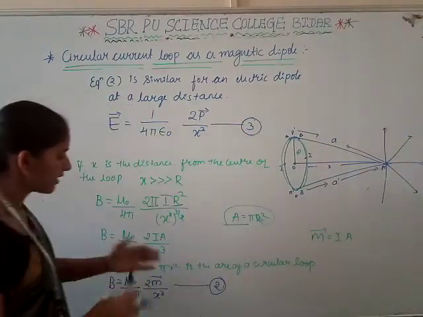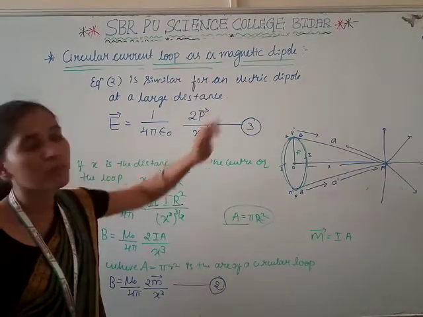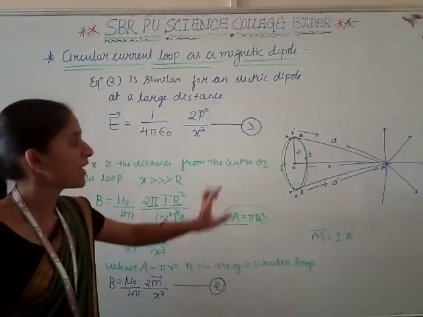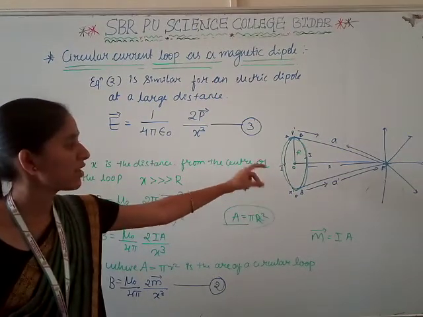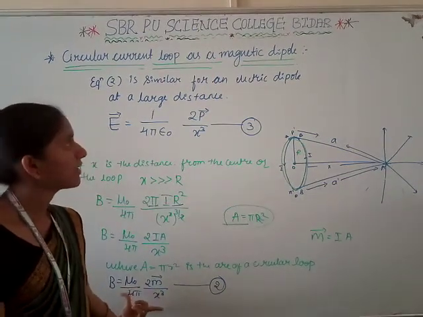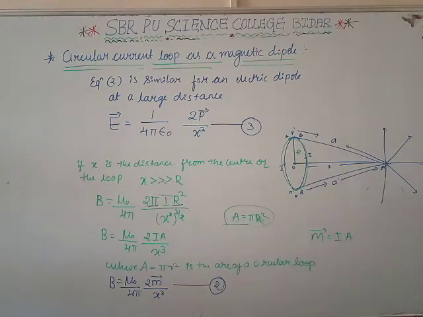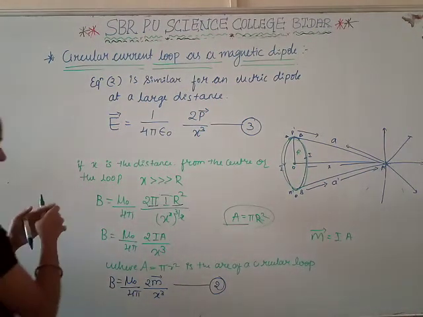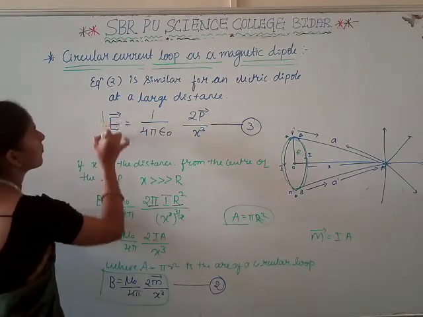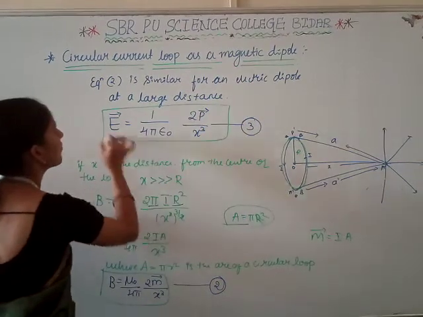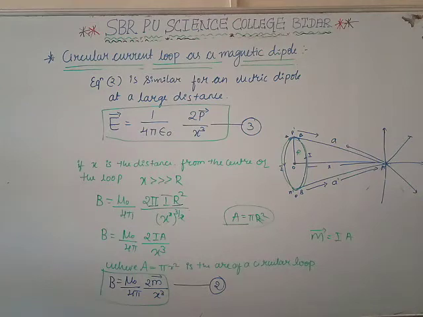Now we can say from equation 2 and equation 3 that the circular current loop has a magnetic field. By using a circular current loop, we are finding the magnetic dipole moment. This is all about a circular current loop as a magnetic dipole.